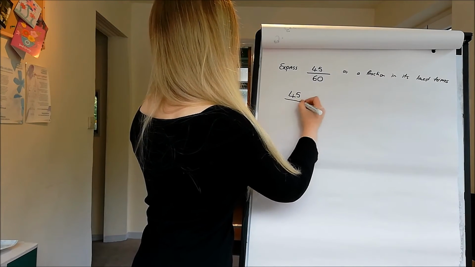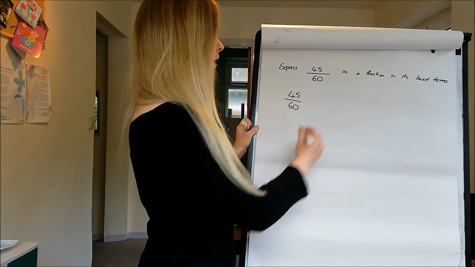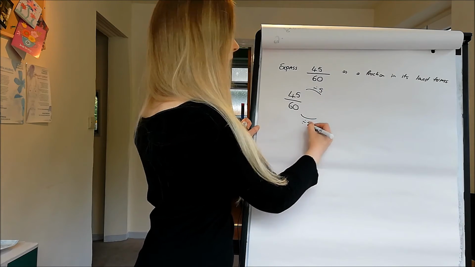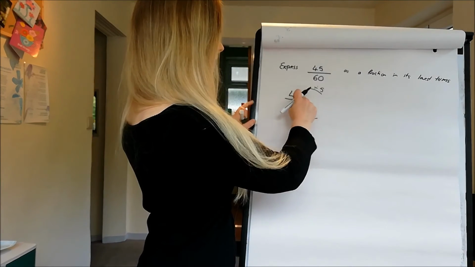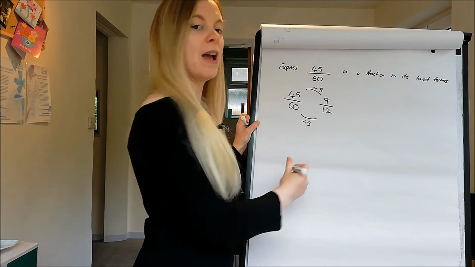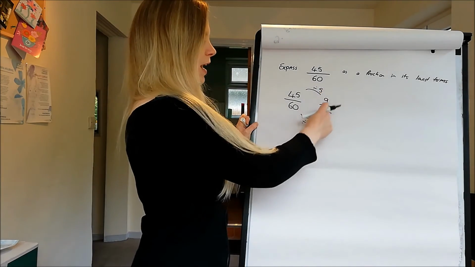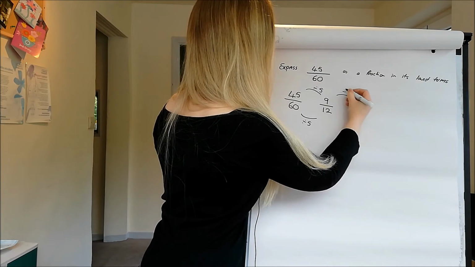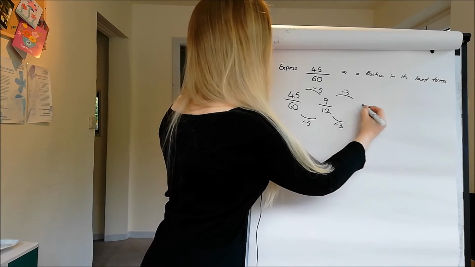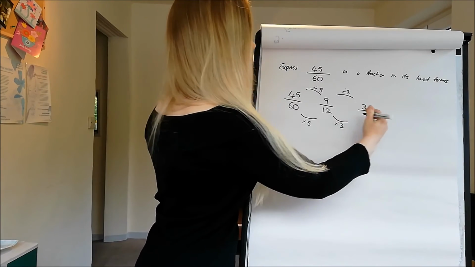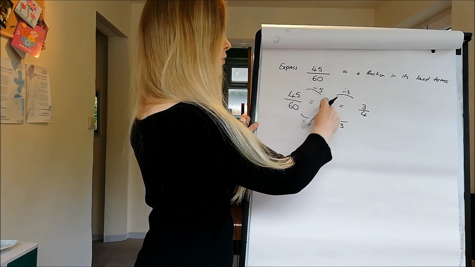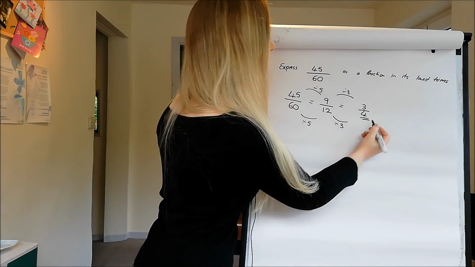So if we start with the 45 over 60, each of those divides by 5, because one ends in a 5 and one ends in a 0. 45 divided by 5 is 9, and 60 divided by 5 is 12. But then 9 and 12 both divide by 3, so I'll do another stage. 9 divided by 3 is 3. 12 divided by 3 is 4. So 45 over 60 cancels down to 9/12, which in turn cancels down to 3/4.